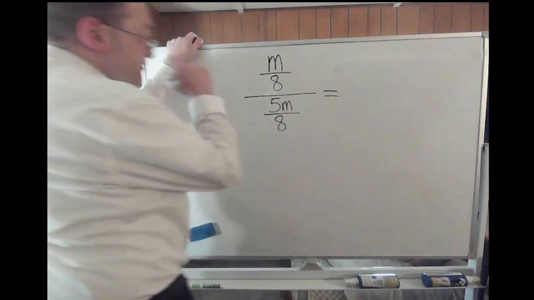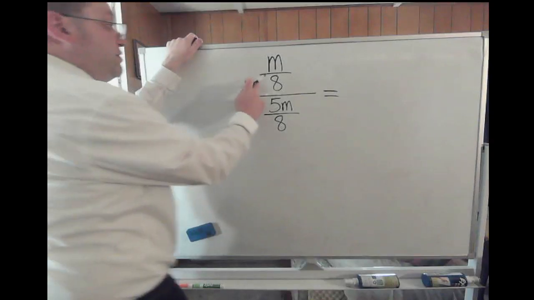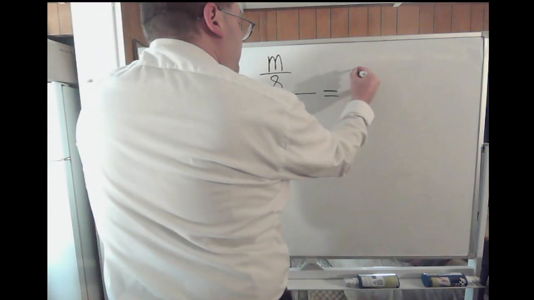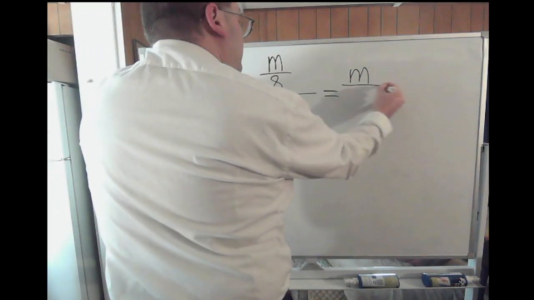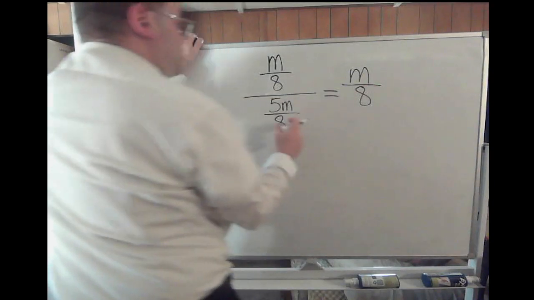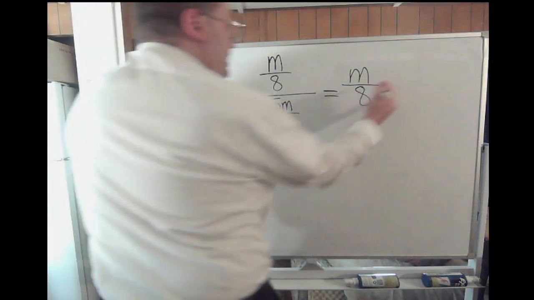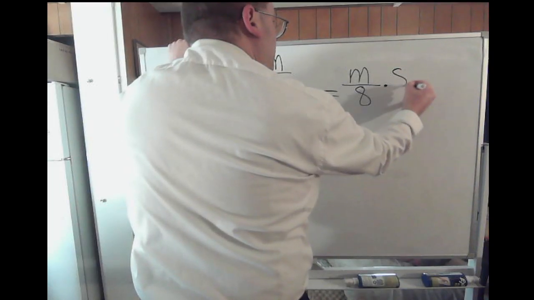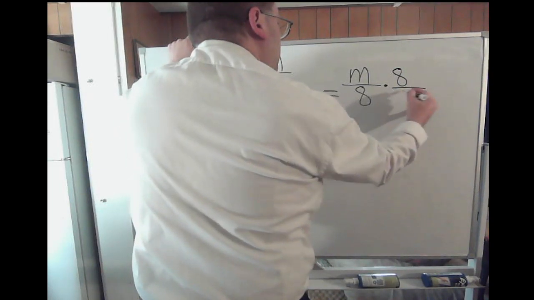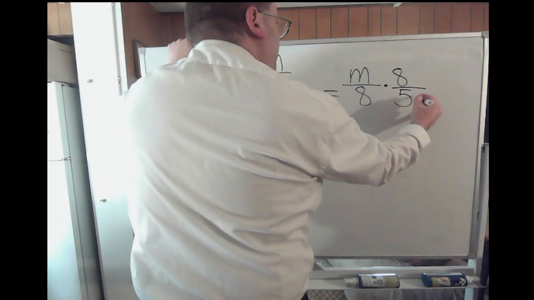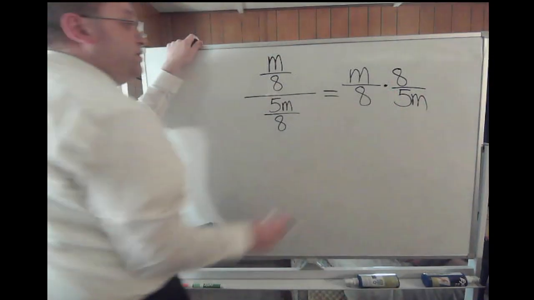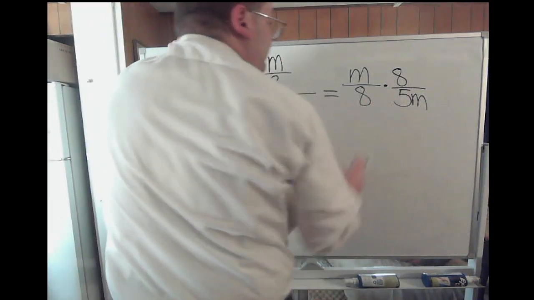So whenever you have a fraction divided by a fraction, your first fraction, the one in the numerator, stays the same. It would be m over 8. But you invert the fraction in the denominator, inverted 5m over 8 would be 8 over 5m. So you're going to take m over 8 and multiply that by the inverted fraction of 8 over 5m.